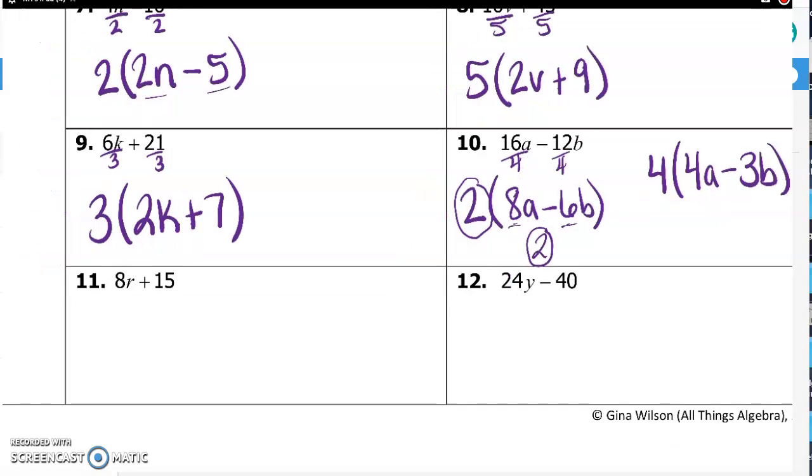Number 11, 8 does not go into 15. The factors of 8, so the numbers that go into 8 are 2, which does not go into 15, and then 4, which also does not go into 15. So this one is prime.